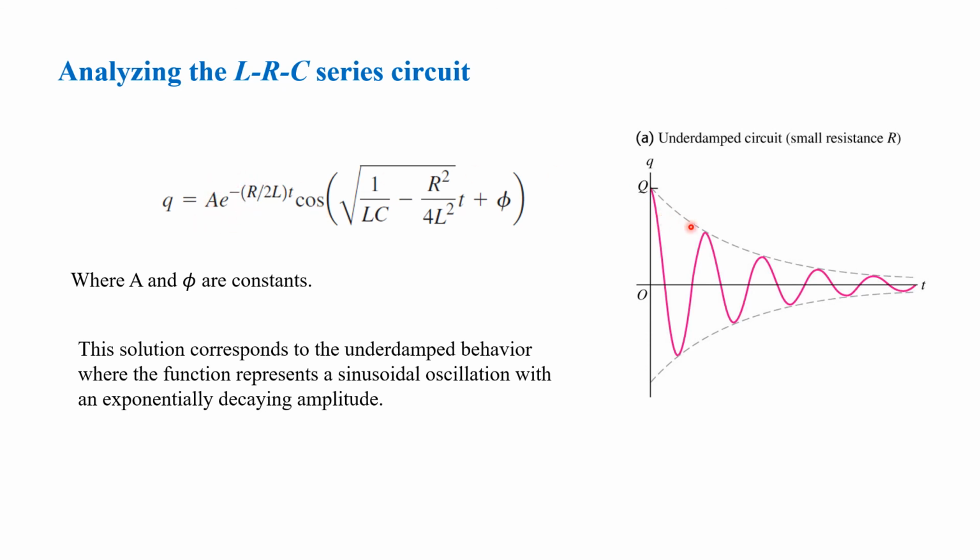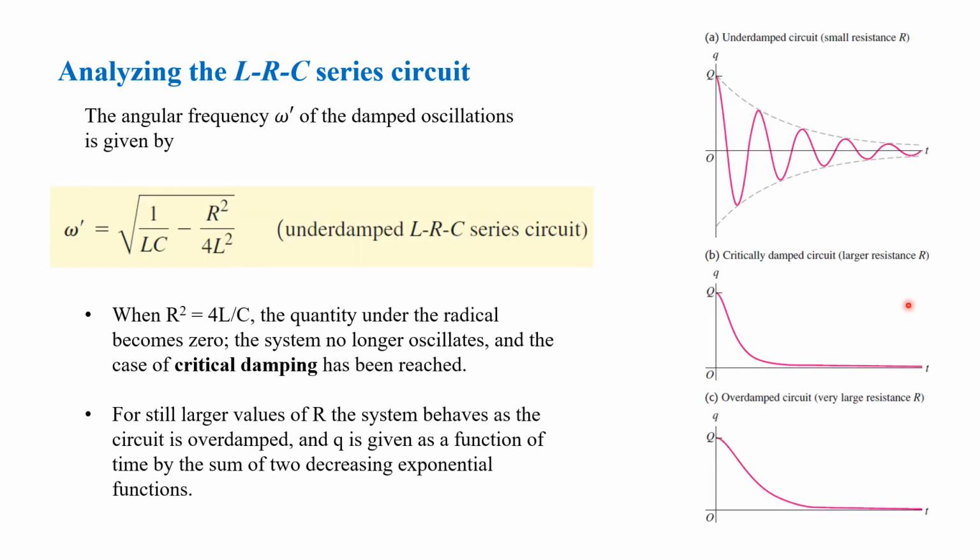So what happens with the oscillation in your LRC circuit is like this. It oscillates sinusoidally, but since you have an exponential term, your oscillation is exponentially decaying as well, given by this exponential decay here. This is the solution for your underdamped circuit. Now, the angular frequency omega prime of the damped oscillations is given by omega prime equals the square root of 1 over LC minus R squared over 4L squared. This is for your underdamped LRC series circuit.